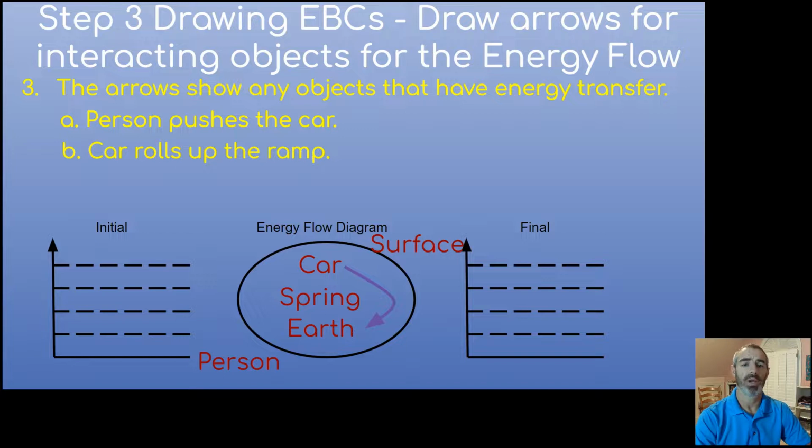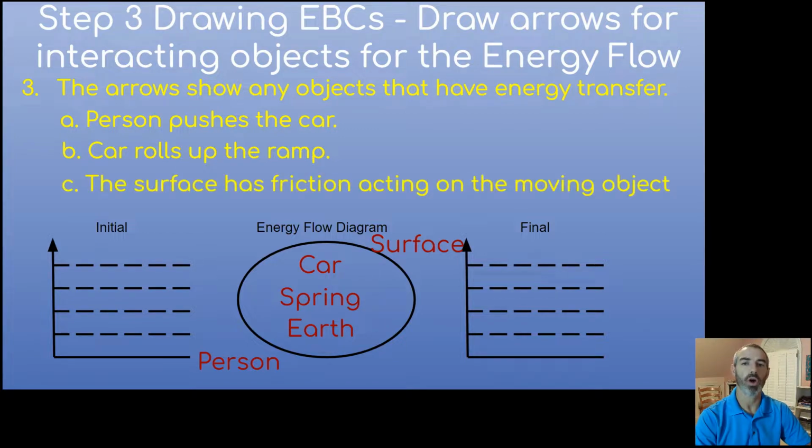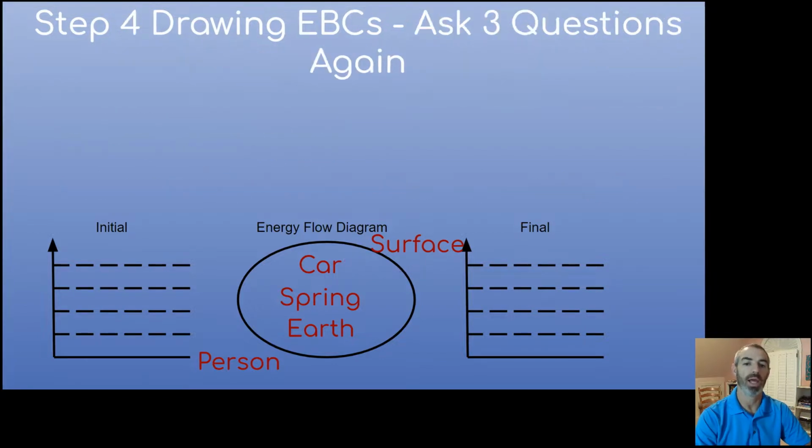Then another situation is if the surface has friction. If the car is rolling along, then we draw an arrow from the car to the surface because friction is going to cause the car to slow down. Now, this is just a couple examples. There are many interactions. The car could interact with the spring and the spring with the person. Lots of different interactions. You just have to draw the arrows.